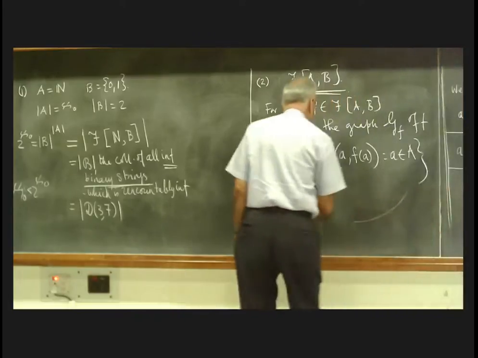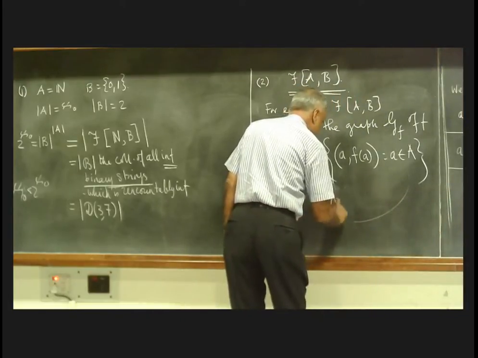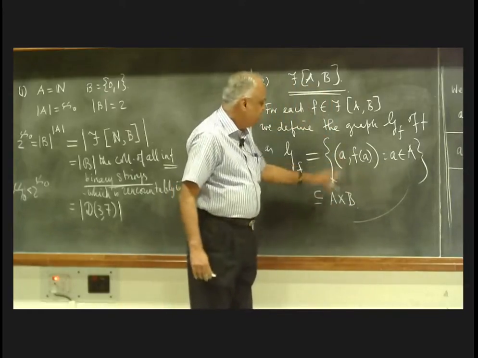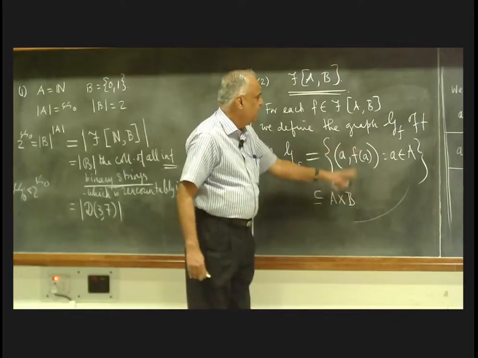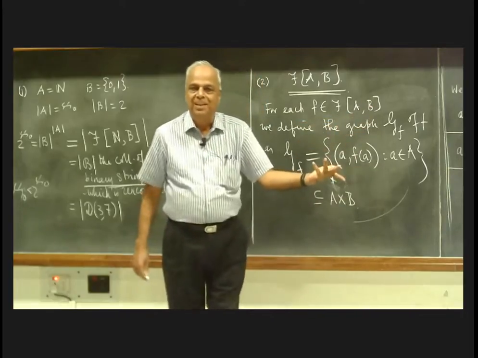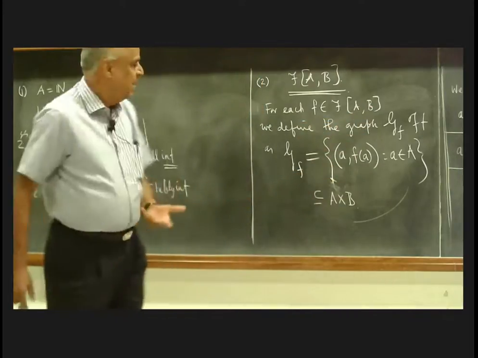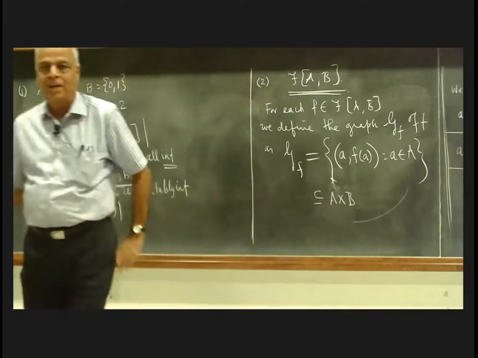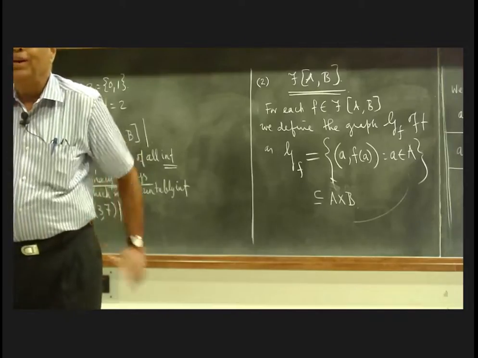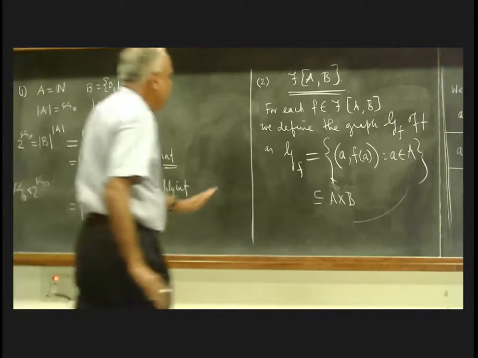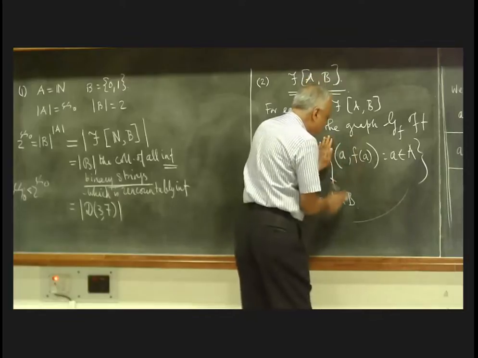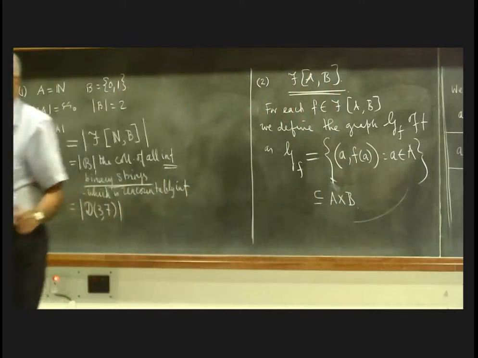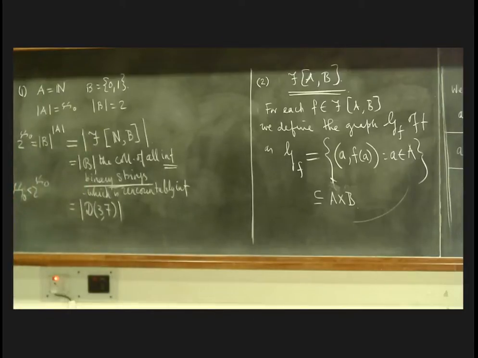A cross B. This is a subset of A cross B. It's an ordered pair. The first element is from A. The second element, the value of the function, is in B. So it's a collection of points in A cross B. Am I right? Every point inside is a point in A cross B. So therefore it's a subset of A cross B.